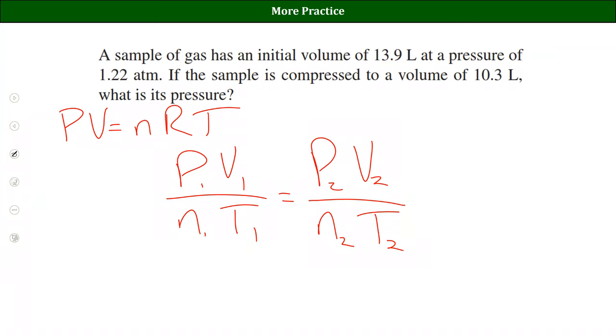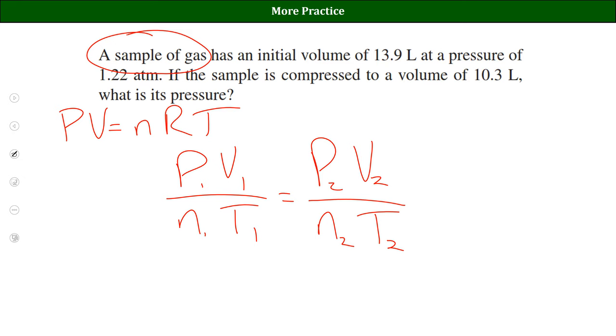So you look at the question and say, okay, it has an initial volume, and it says it's compressed to a new volume. So volume's changing. We've got a pressure, and we can tell because it says atmospheres in the units. It doesn't say anything about moles changing. In fact, it says it's a sample of gas, and it implies that the number of gas molecules is not changing. It doesn't say anything about temperature. So anything that you're not specifically told is changing, you can assume is a constant.